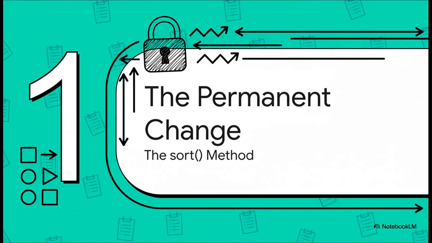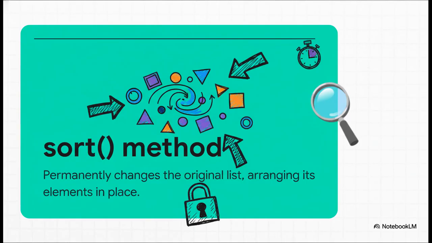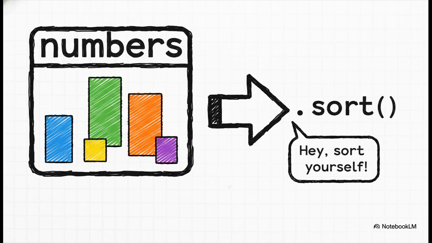Our first path is what I call the permanent change. This is the path where we use the sort method. And that word method is a big clue. It means this is an action that belongs to the list itself, and believe me, its effects are built to last. So the key phrase you'll hear is that sort works in place. What does that actually mean? Well, it means it doesn't bother creating a new, sorted copy for you. Nope, it gets right in there and rearranges the original list itself. It's a permanent modification. So how do you use it?